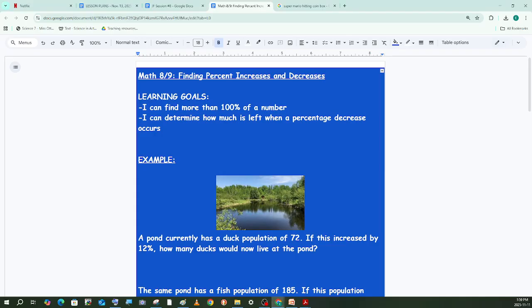So for today, what we're going to do is dive into some questions that deal with percent increases and decreases. Our learning goals for today are as follows. I can find more than 100% of a number, and I can determine how much is left when a percentage decrease occurs.